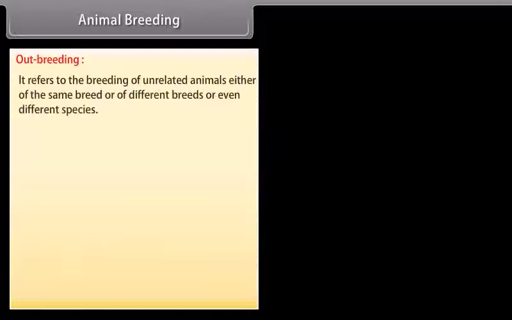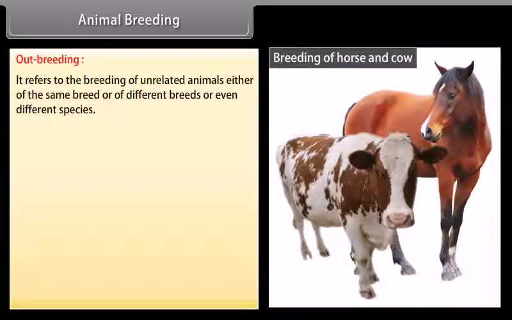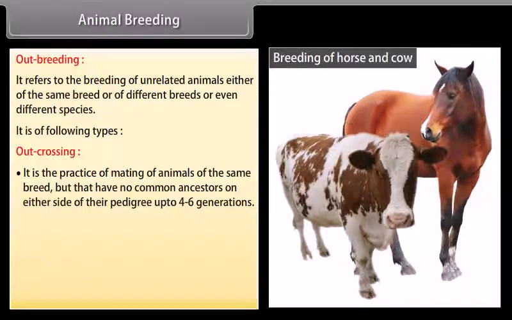Outbreeding. It refers to the breeding of unrelated animals either of the same breed or of different breeds or even different species. It is of following types. Outcrossing. It is the practice of mating of animals of the same breed, but that have no common ancestors on either side of their pedigree up to 4 to 6 generations.